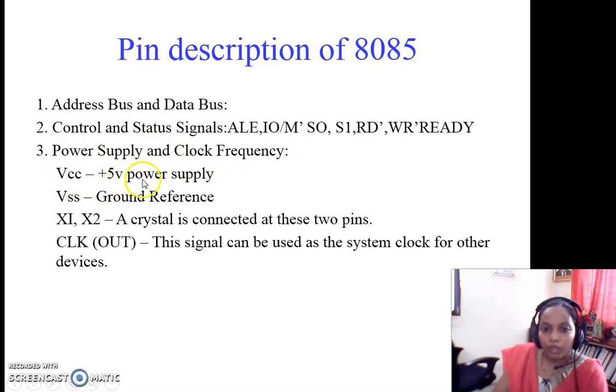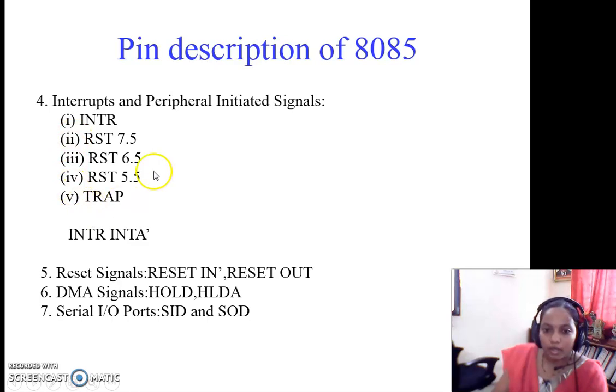VCC is plus 5 volt, VSS is the ground reference. At X1 and X2 we can connect an external crystal. Clock out signal can be used as a system clock for the other devices. All these are 5 interrupts as we discussed before. Reset signals, which are they? Reset in and reset out. With the help of HOLD and HOLD acknowledgement, we can access the DMA signal. Now you have understood all the features and pin diagram of 8085.